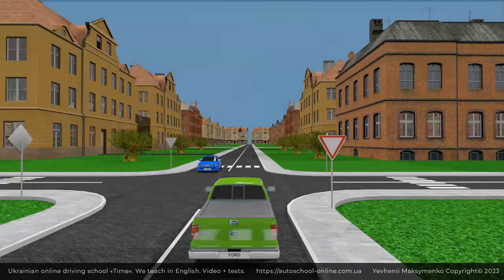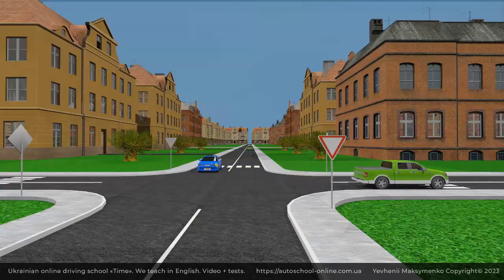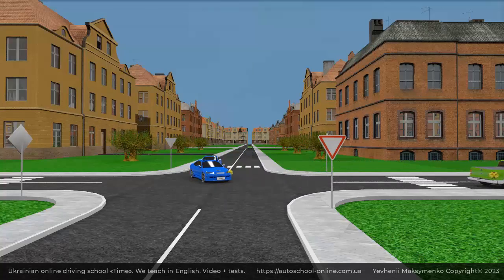The same rules apply on a secondary road. A blue car turning left or in a U-turn must give way to a green one, moving in the opposite direction on the equal road straight or to the right. The blue car may then also turn left or turn around.